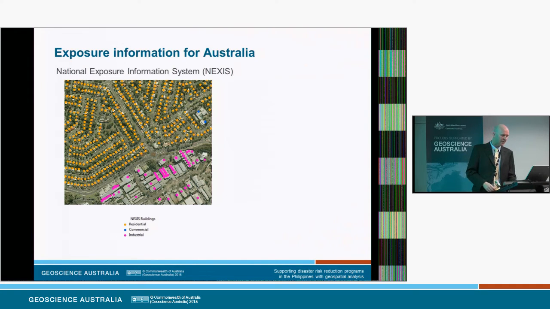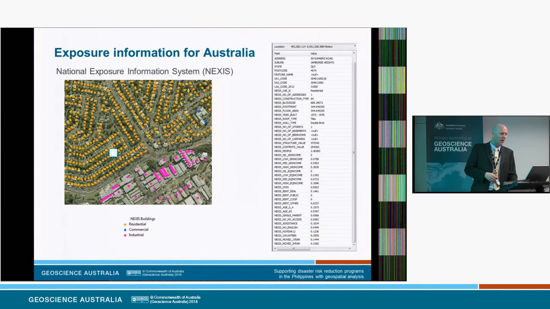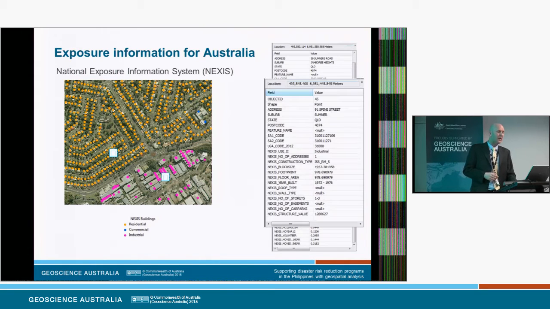And here you can see an example of how the building locations appear in Nexus. Nexus also stores the characteristics that are needed to interact with those models of vulnerability that I mentioned. So here for a residential building, and then again for an industrial building.